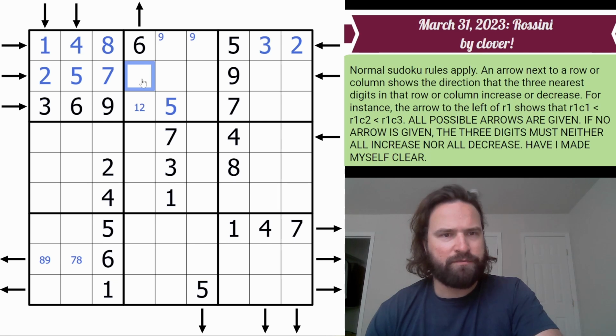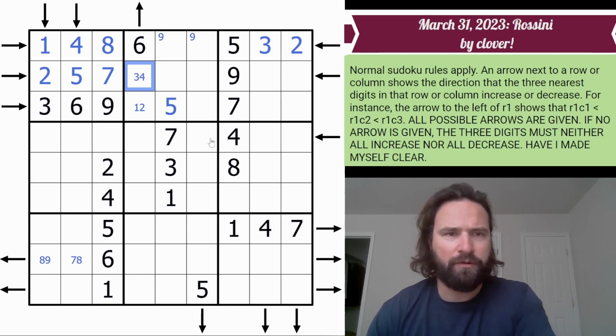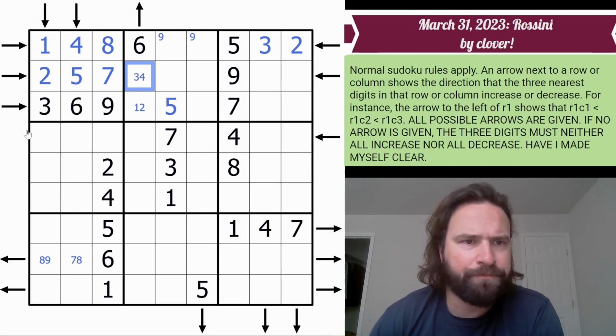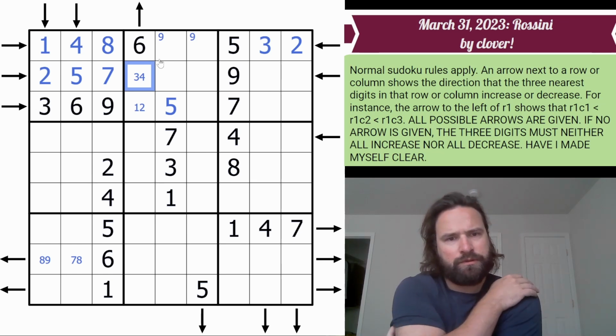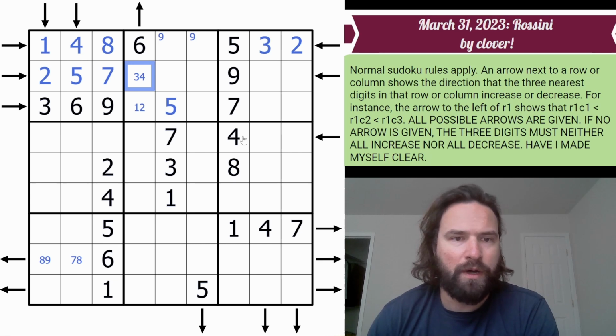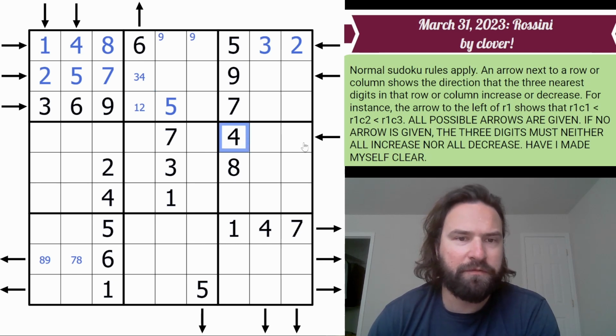This probably has more options, I would think. Can't be a 2, so it could be just a 3 or a 4. Just a 3 or a 4 there. Okay, so that's a pretty limited arrow there. Ooh, okay. So the high number here is a 4.